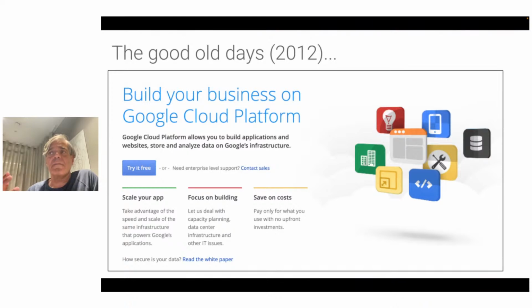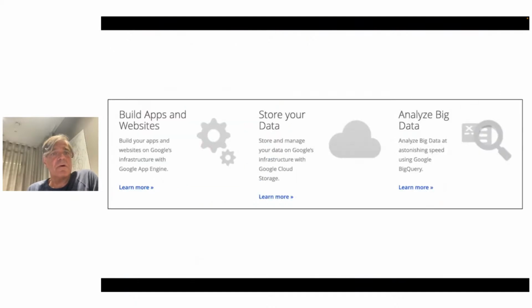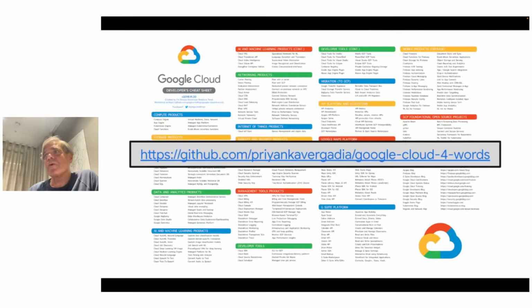And really before I get to that, let me just step back and let you know that when I started at Google, there were only 3 products in Google Cloud. So it was a much simpler world. We had App Engine, Cloud Storage, and BigQuery. And you could really get your head around Google Cloud. It wasn't that complicated.